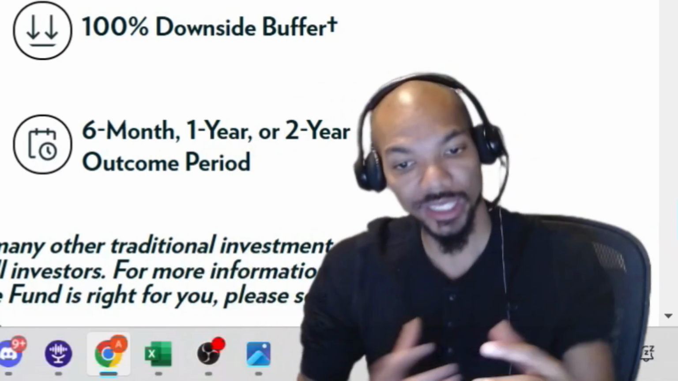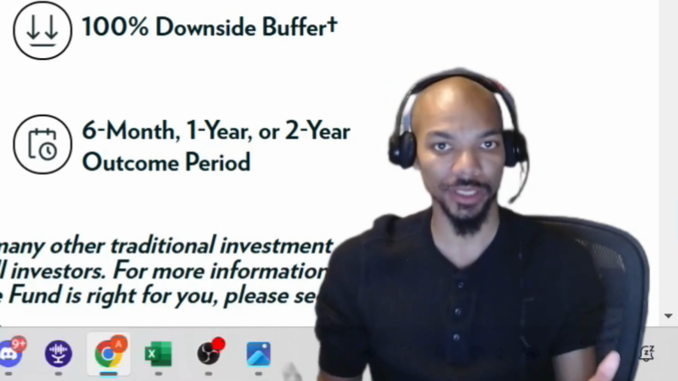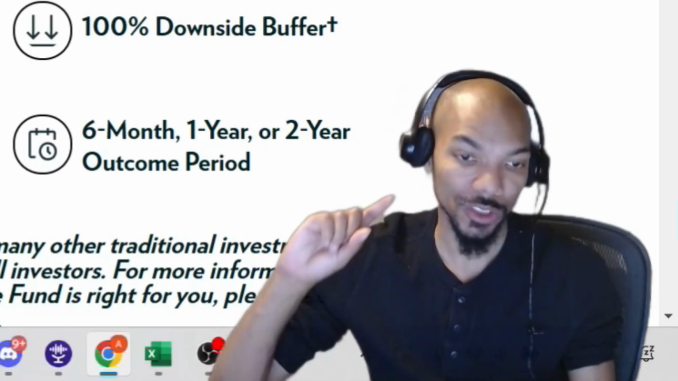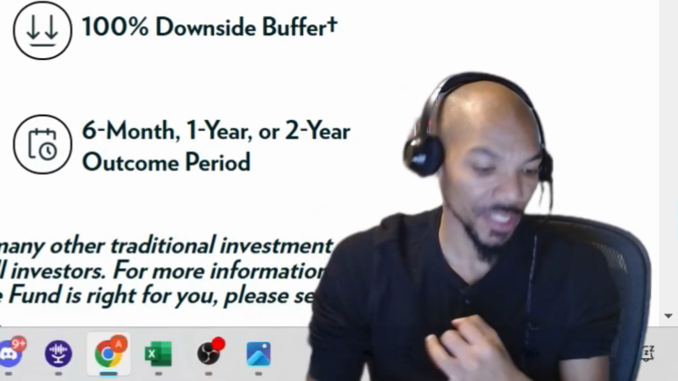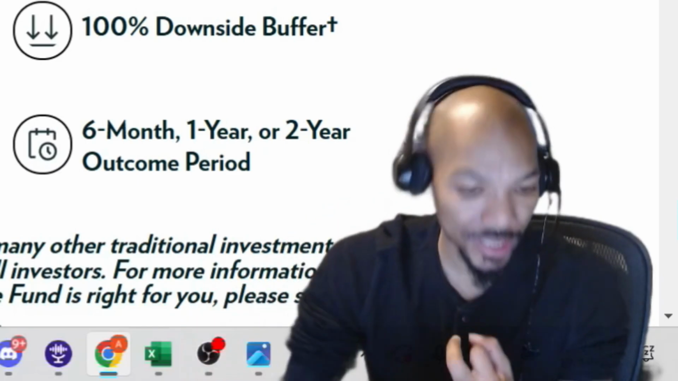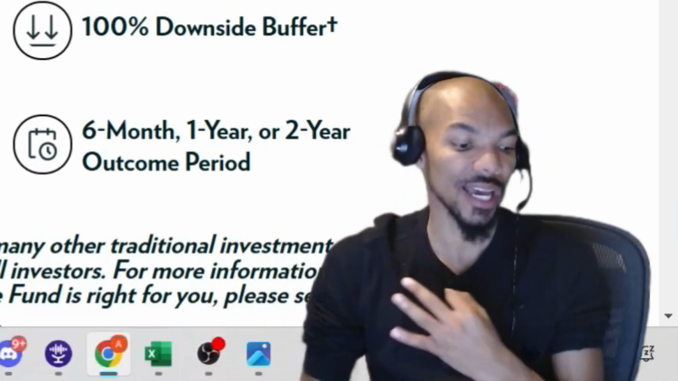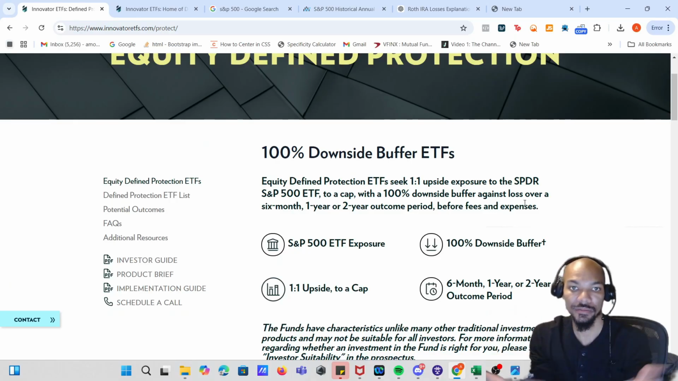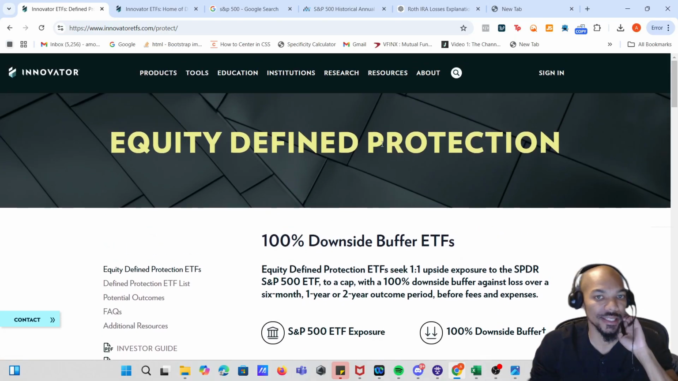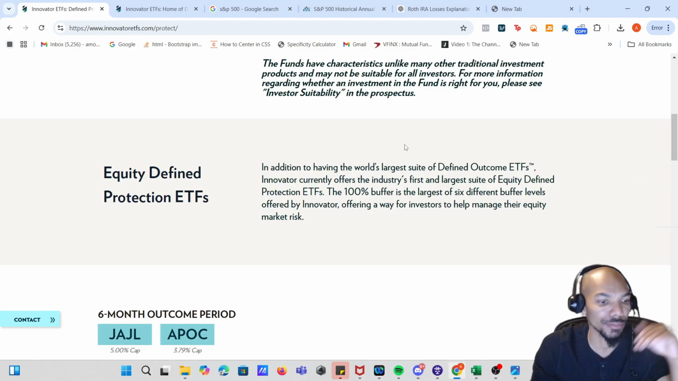So mainly they use flexible options. Once again, they buy deep in the money calls for S&P exposure. Then they buy puts at the money to limit downside, and then they sell calls to limit the upside. All this together, they package into an ETF.